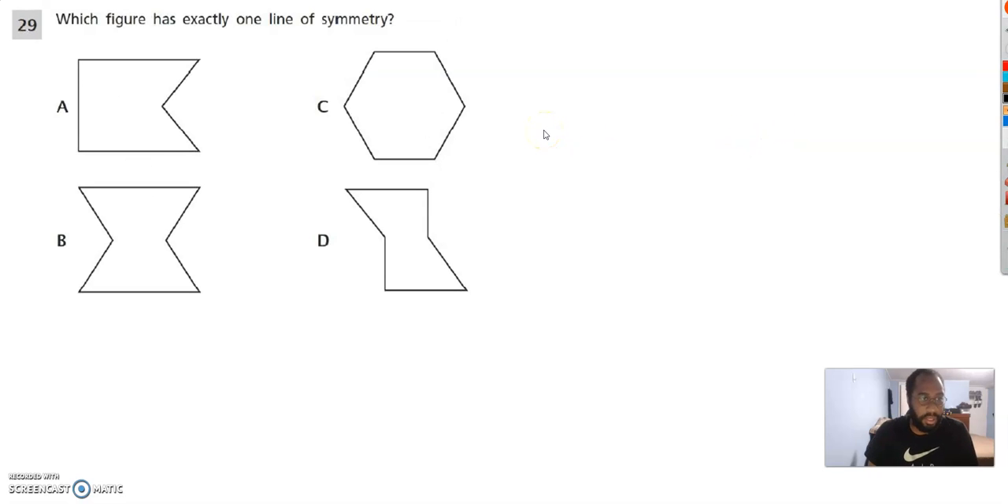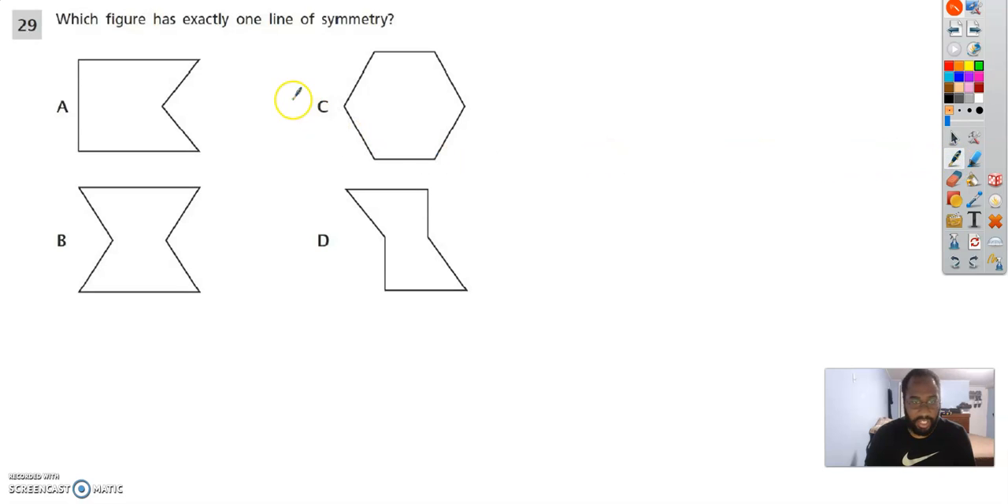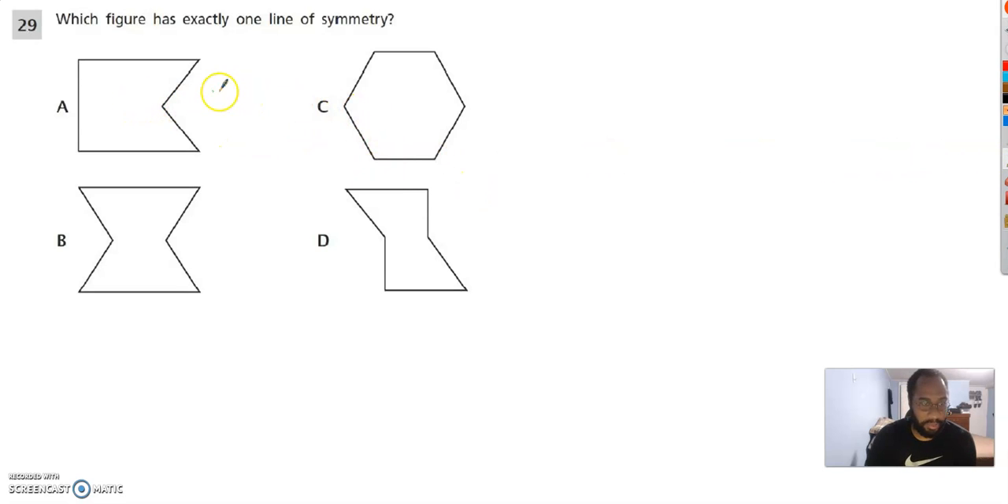All right, which figure has exactly 1 line of symmetry? So remember, you have to look at each shape and figure out the lines of symmetry. So let's look at A. Chloe, what do you think about A? Yes, A has a horizontal line of symmetry. If you split it horizontally, it'll be equal on both sides. What about vertically? No, it's not the same. So only 1. Let's see.